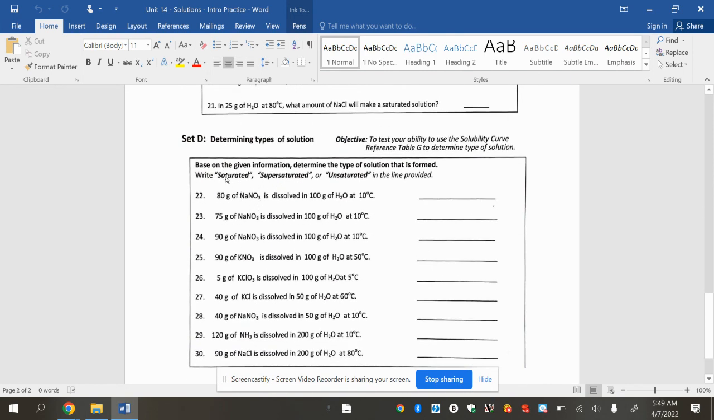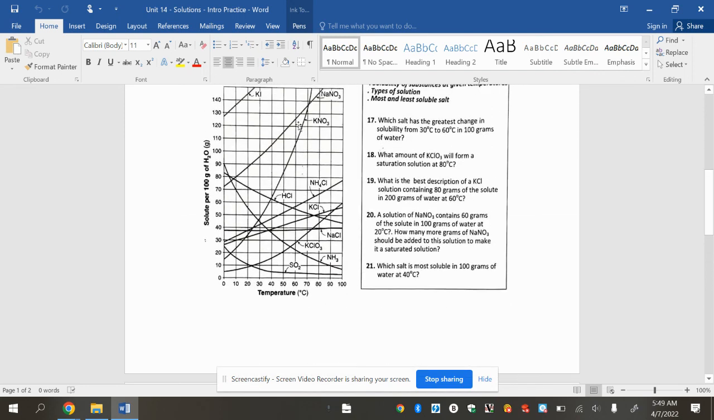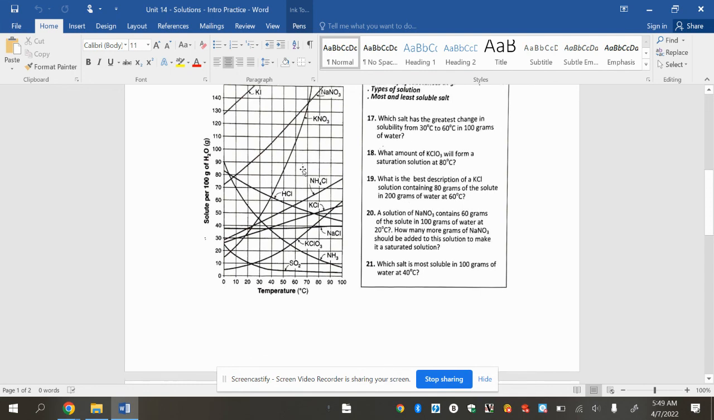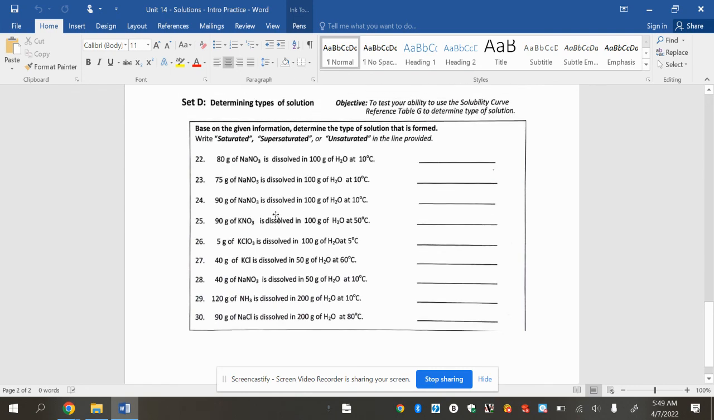This last little section asks you to identify saturated, supersaturated, or unsaturated. So again, remember these curves. Exactly on this curved line is a saturated solution. Anything that would fall above the line would be supersaturated. Anything that would fall below the line would be unsaturated. So for the last one, you're looking up using these values and then identifying where they fall within that line.